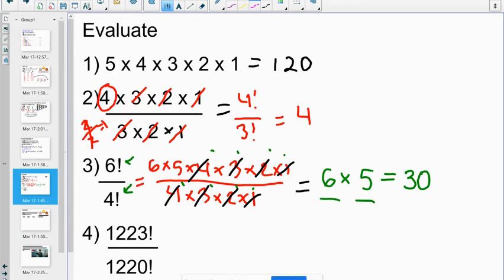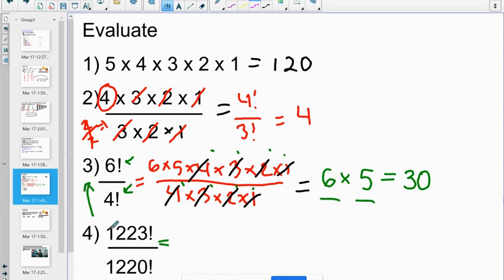I'm going to do that same rule, but apply it up here. But I'm not going to write out 1,223 factorial. That's just going to be way too much work, and it's way too big of a number for your calculator to even solve. But since we're dividing it by another large factorial, we're going to do that same shortcut we just did up here in number 3 and apply it down here.